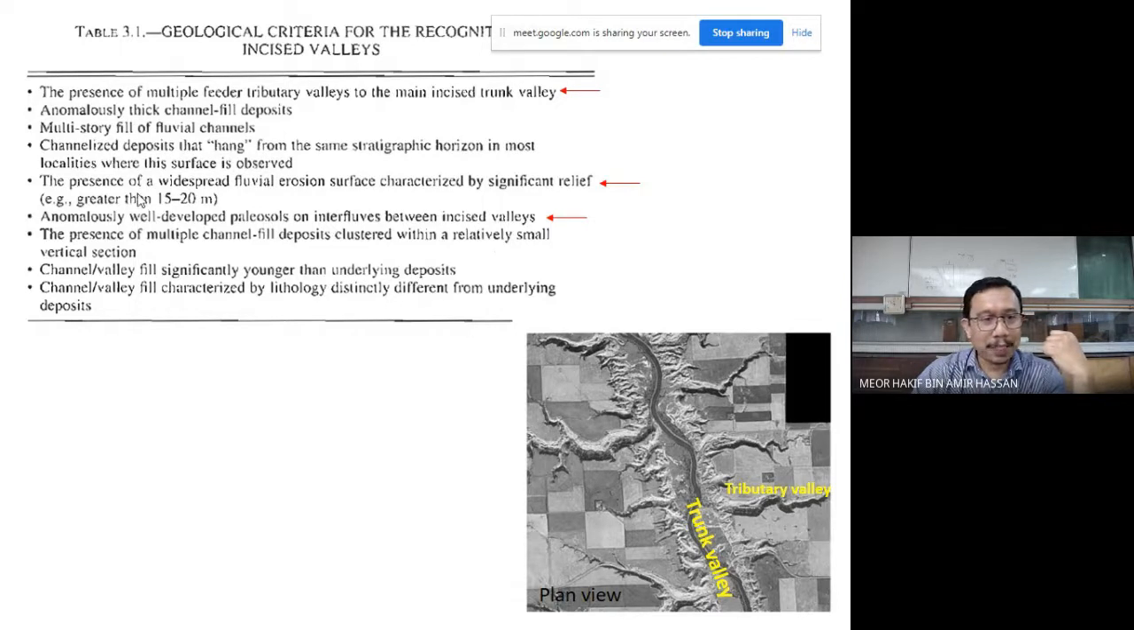And also you have the presence of a widespread fluvial erosion surface characterized by significant relief, greater than 15 to 20 meters. Anomalously well-developed paleosols, ancient soil, on interfluves between incised valleys. Soils being developed here in the interfluves. Okay. So you can read the list, but I'll just show you examples of the criteria in the next few slides.